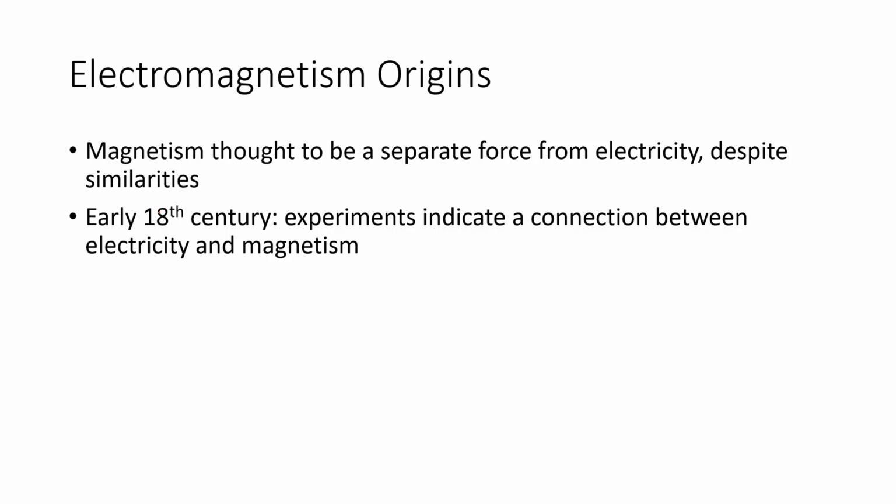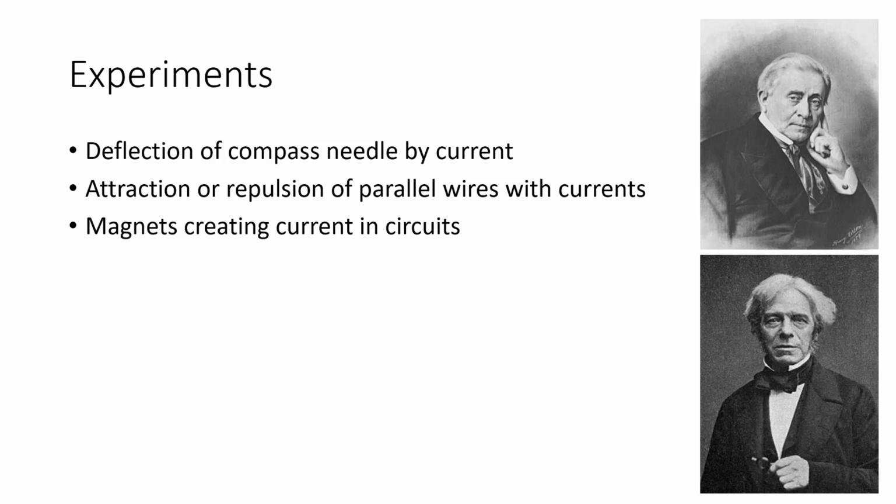That changed in the early 19th century, the early 1800s. There were a few experiments that were done. There were a few phenomena that scientists noticed that indicated that there might be some connection between electricity and magnetism. We're going to look at some of these phenomena and more. Here are two of the most important early scientists in the connection between electromagnetism. This is Henry up top, and this is Michael Faraday down below.